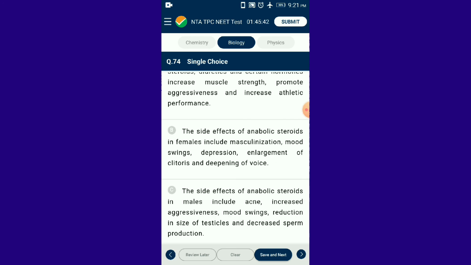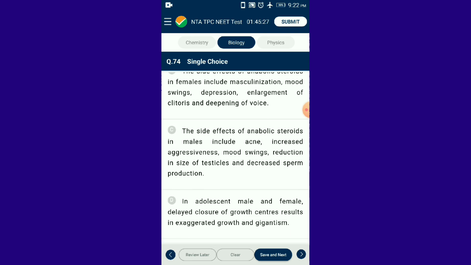See statement C. The side effects of anabolic steroids in males include increased aggressiveness, mood swings, reduction in size of testicles, and decreased sperm production. So that is also correctly given. See statement D. In adolescent male and female, premature closure of growth centers results in stunted growth. So that statement is incorrectly given. The statement with respect to the use of anabolic steroids and other drugs to enhance performance that is incorrectly given is statement D.